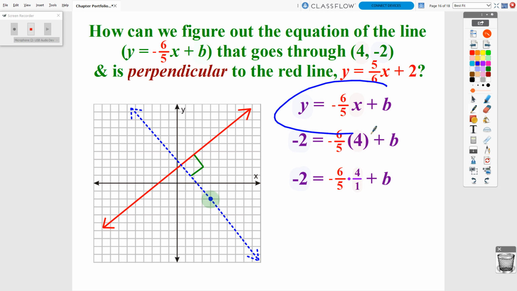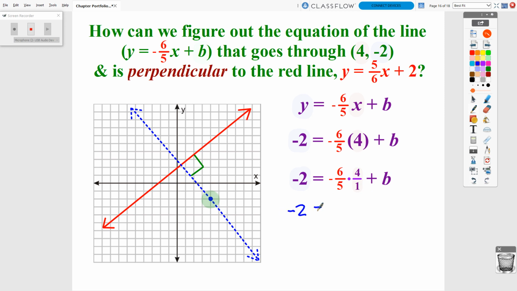So here's where I'm at right now with my blue line. I know the slope's negative 6/5, but I need to substitute out the y and the x so that my only variable is b, the y-intercept. So again, I'm going to substitute out the y with the negative 2 because that was a y coordinate that I know is on this line. And I'm going to substitute out the x for the 4 because I know an x of 4 with a y of negative 2 is on this line. And once again, I converted that 4 to a fraction, so 4 over 1. And now I need to multiply my slope with my x coordinate here.